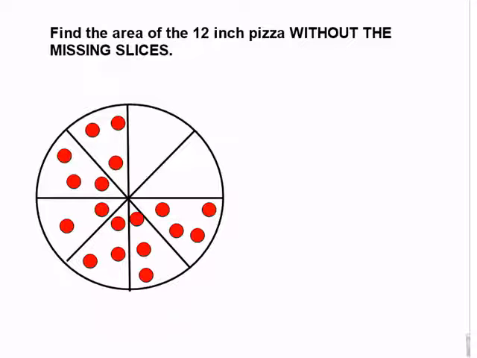Now let's take a look at another problem where we are finding the area of a circle after we've taken something away from it. In this case, we have a 12-inch pizza, and we want to find the area of that 12-inch pizza without the missing slices.